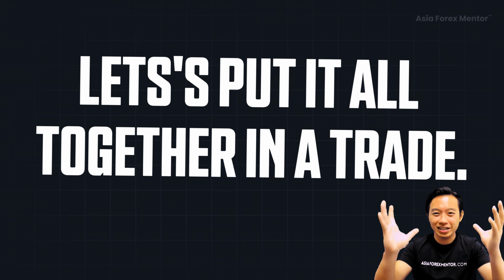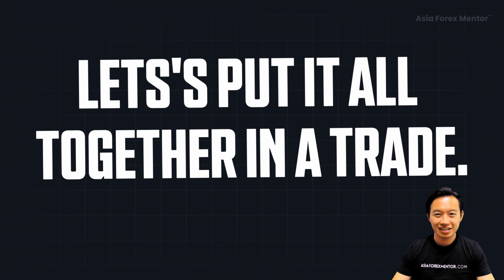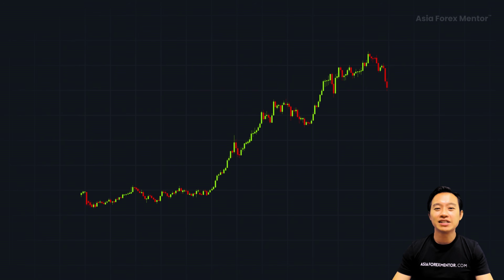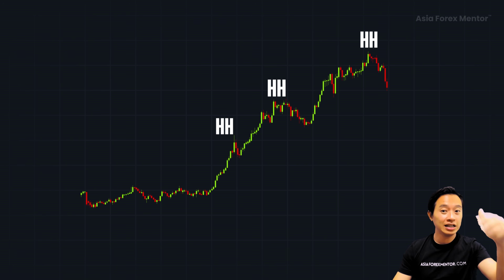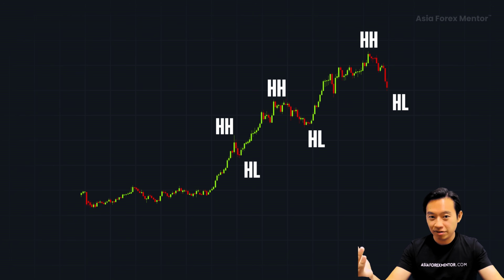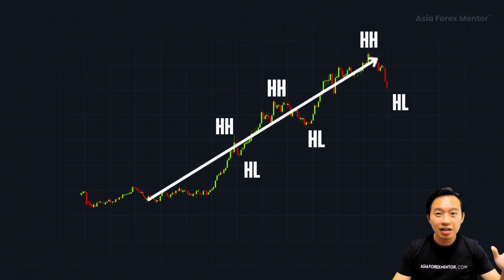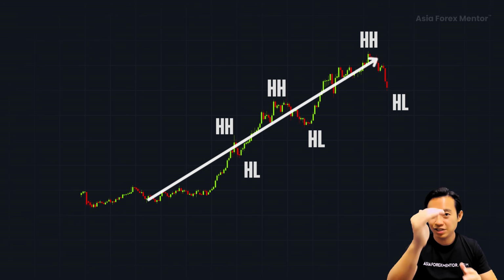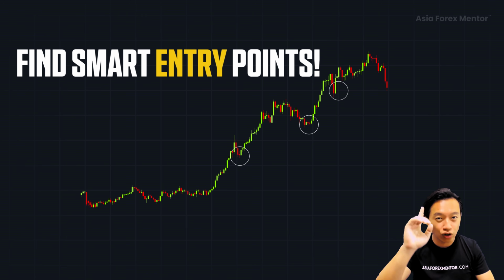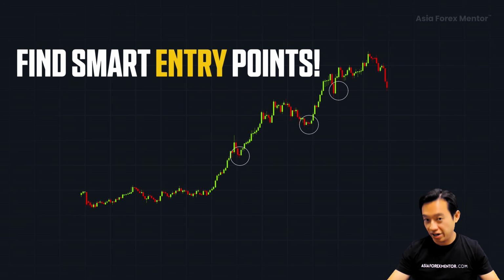Next, and here's what you have been waiting for. Let's put it all together now into a trade. Let's look at this chart. What's the first thing that stands out? Price is constantly making higher highs and higher lows. So this is in an uptrend. Simple, straightforward. There's nothing to overcomplicate. The market is telling you it's going up. So what is your job? You got to find smart entry points and not fight against the trend.